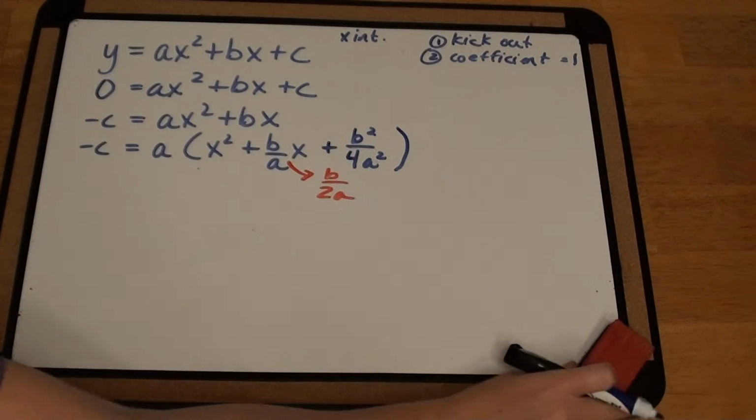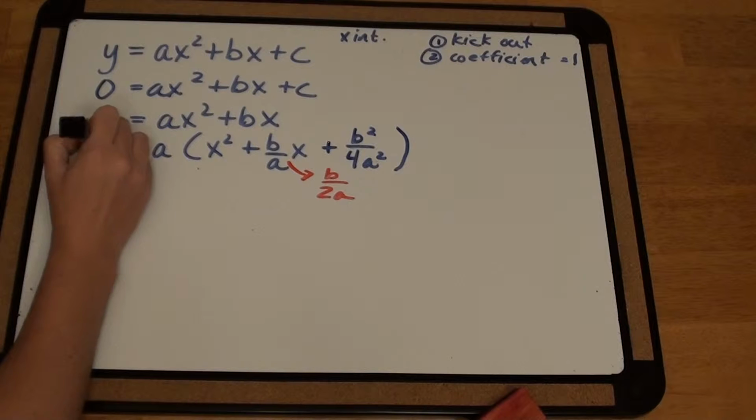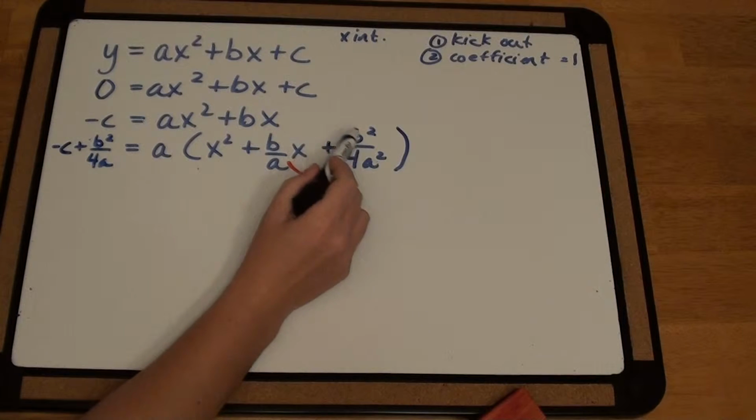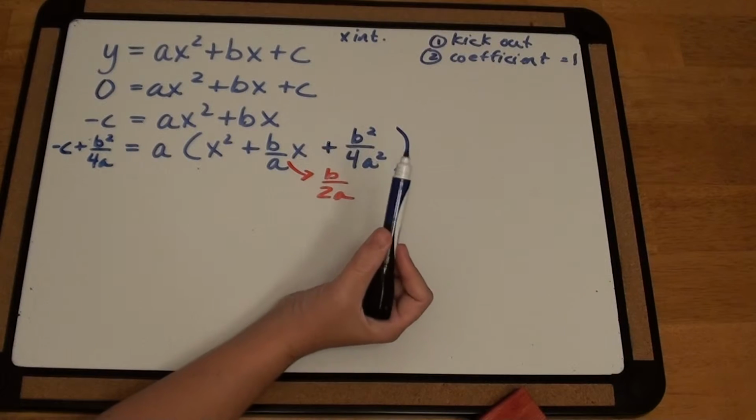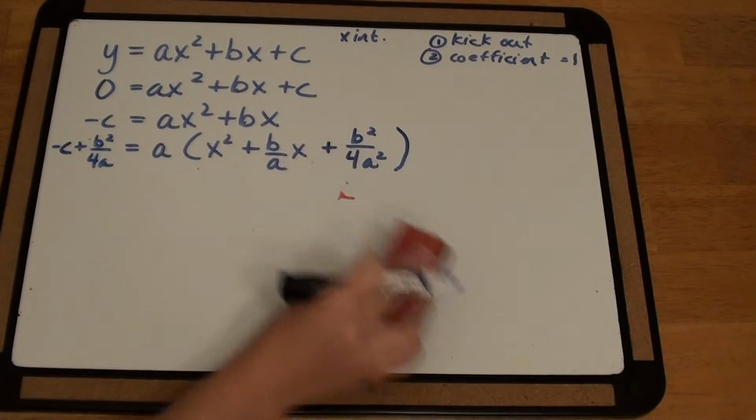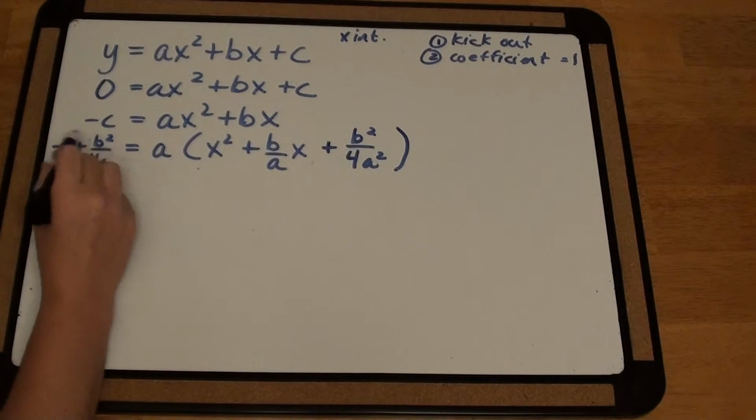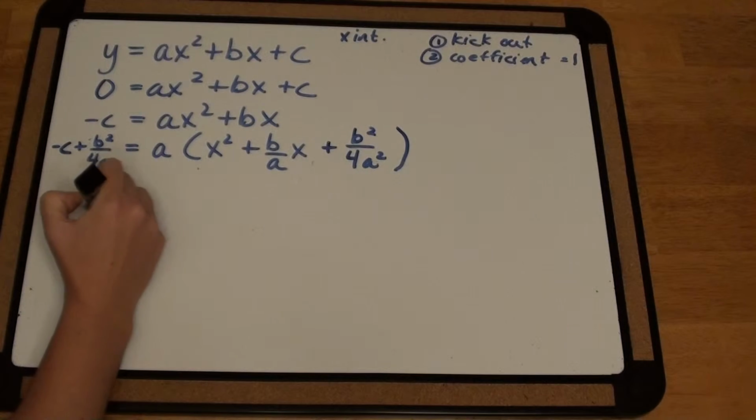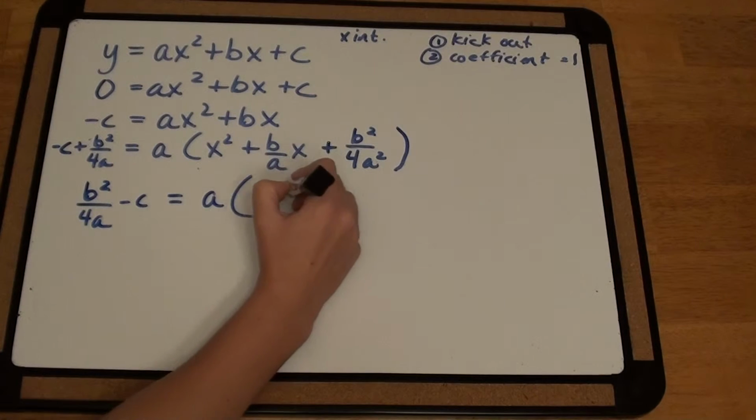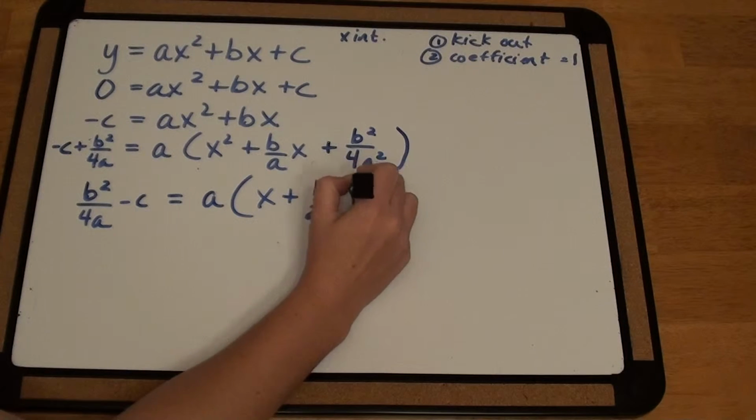So really what we should have over here is negative c plus b squared over 4a. That's what we really have, because a times b squared over 4a squared would be b squared over 4a. So now we're going to go ahead and write this back down in squared form. Let's just rearrange this so it looks prettier. B squared over 4a minus c equals a times x plus b over 2a, squared.